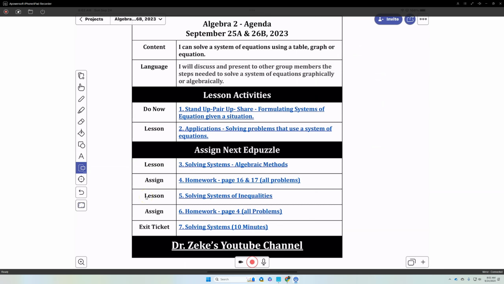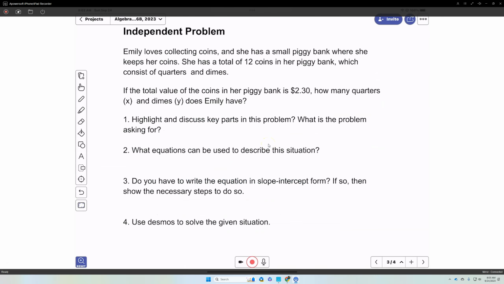Today we'll be solving systems of equations. We're going to continue with the lesson, and then I'm going to solve systems using algebraic methods, which include substitution and elimination method. And then we're going to solve systems of inequalities. This was the independent problem in your lesson for solving systems.